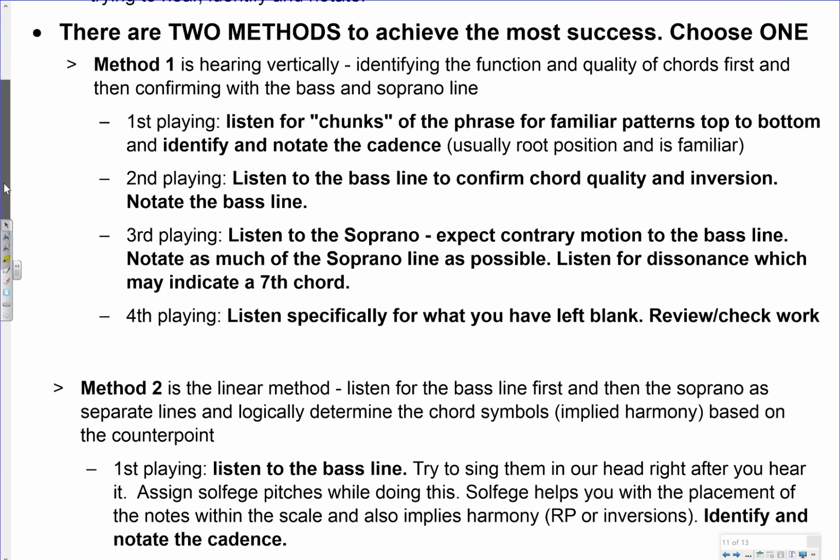Method 2 is the linear method. Listen for the bass line first and then the soprano as separate lines and logically determine the chord symbols or the implied harmony based on the counterpoint. Most students see method 2 as the preferred method unless they are a pianist.